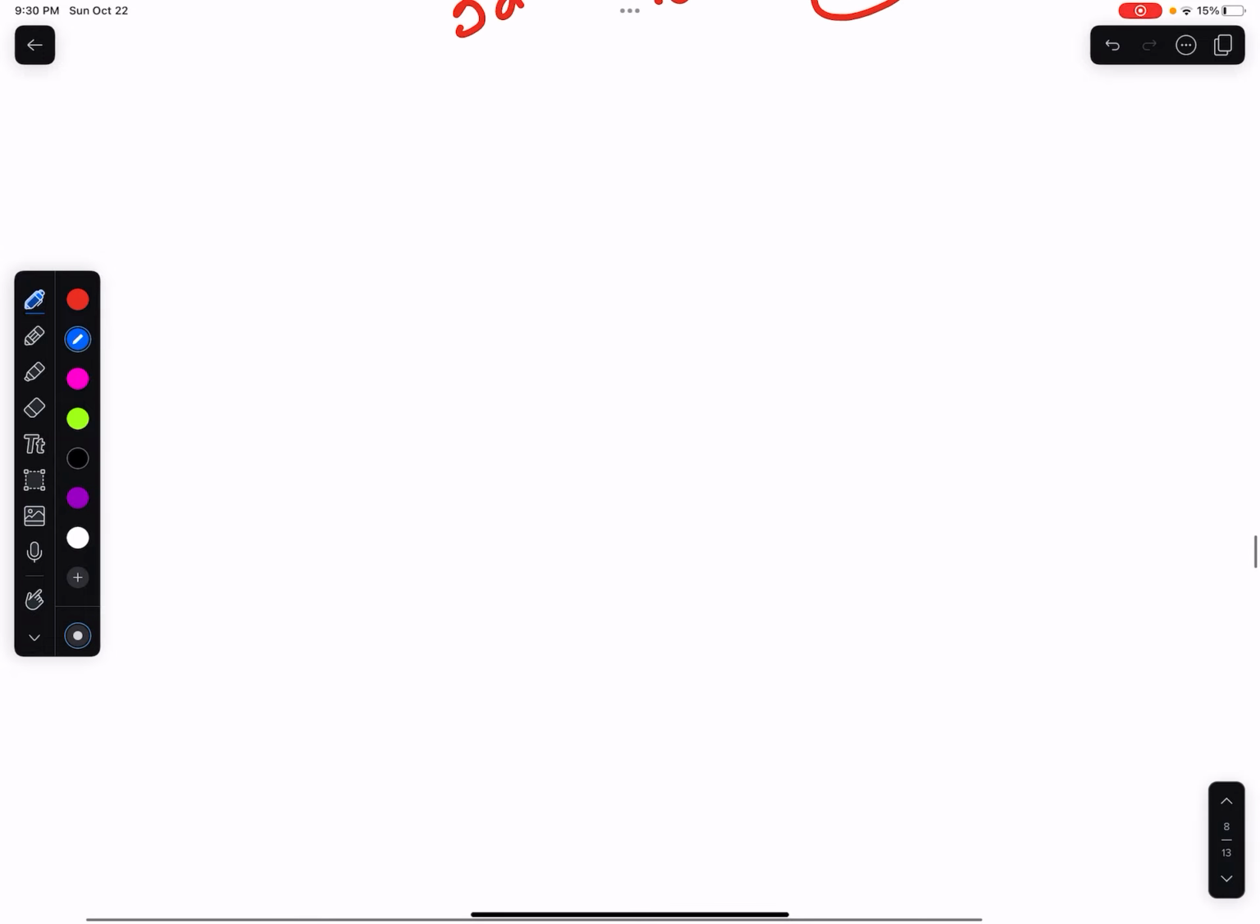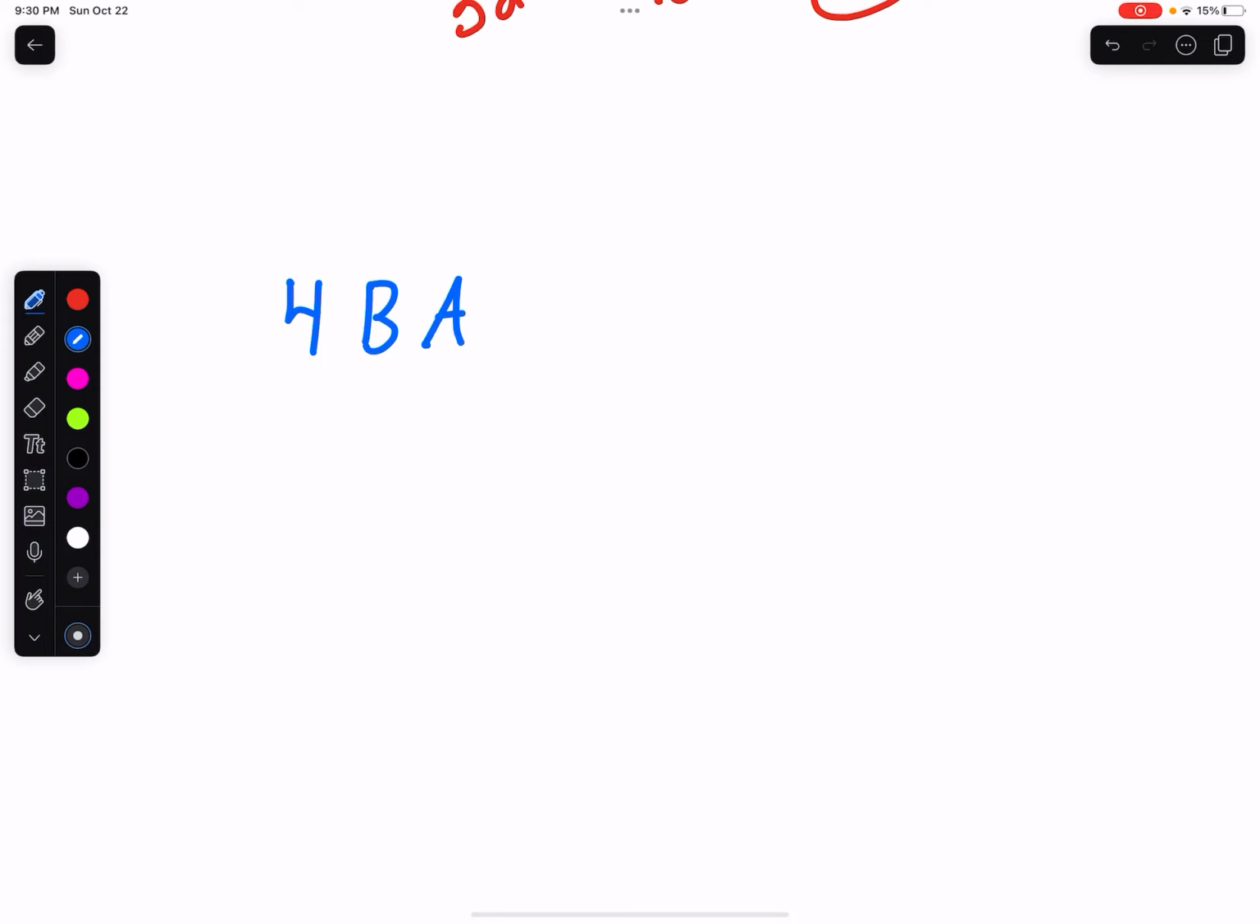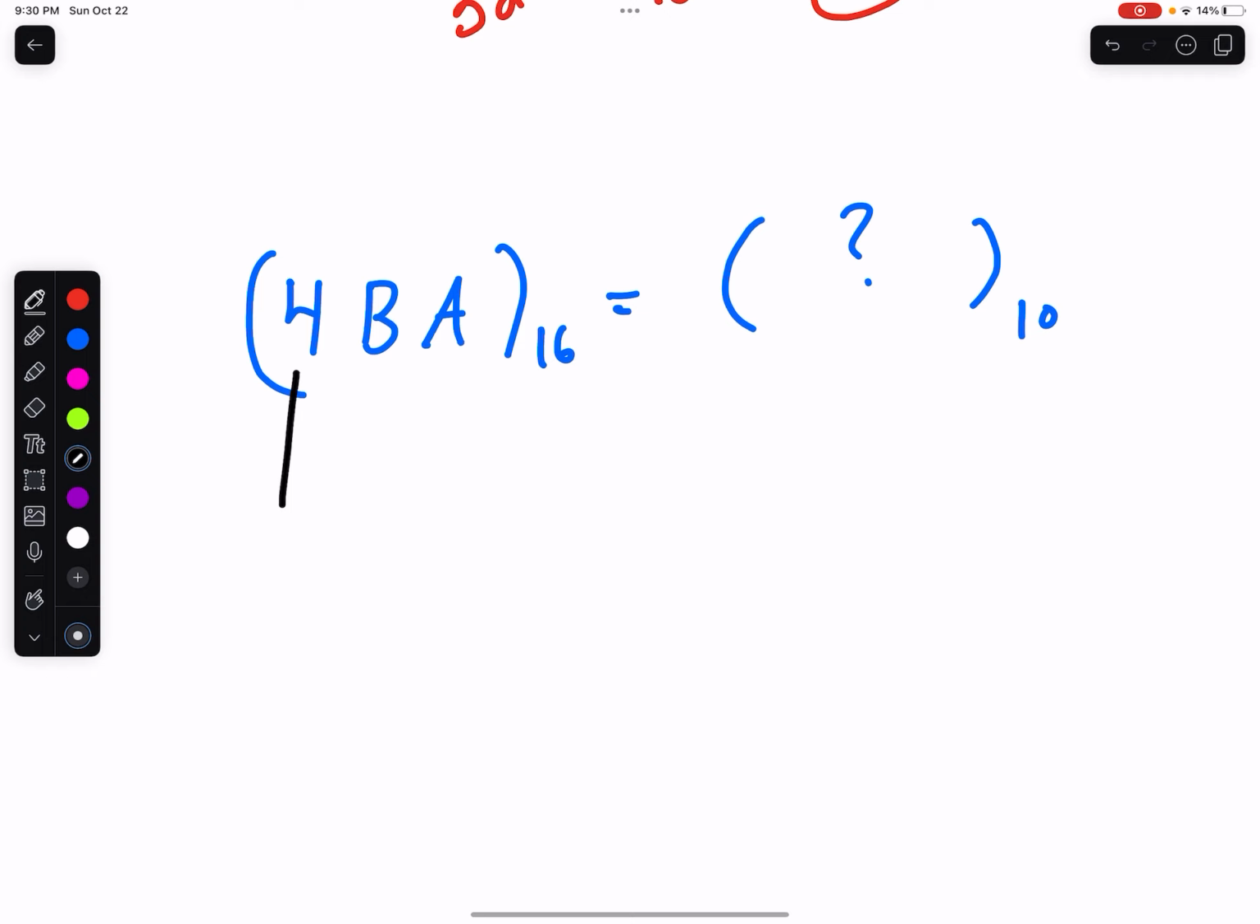Okay, so let's say we have, I don't know, 4BA. This is in base 16, and I'd love to know, what is this in base 10? Okay, so 4 is 4. Remember, 0 through 9, those are the first 10 options in hex. 11 is A. That would make 12 be B. So 11 is A and 12 is B.